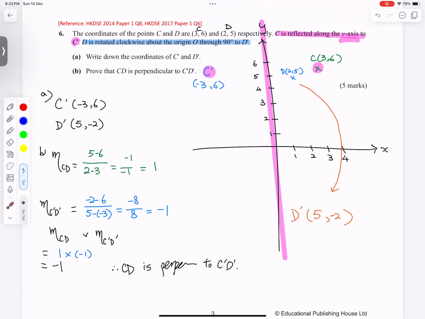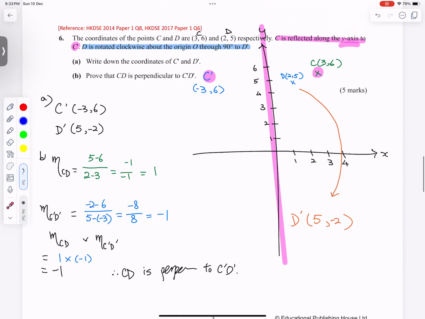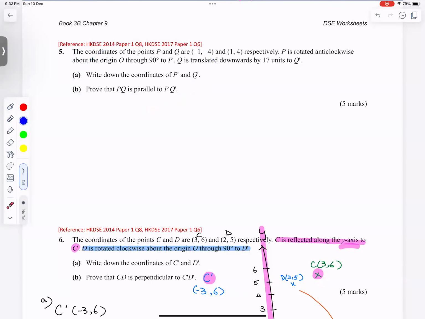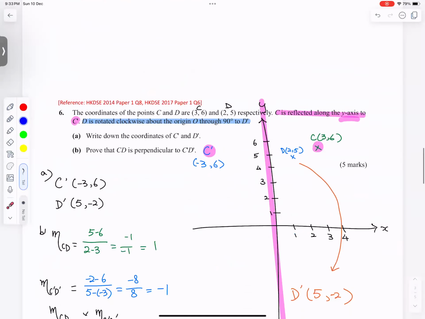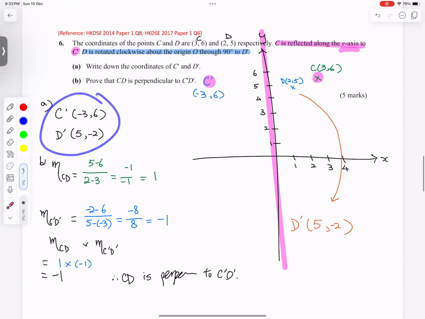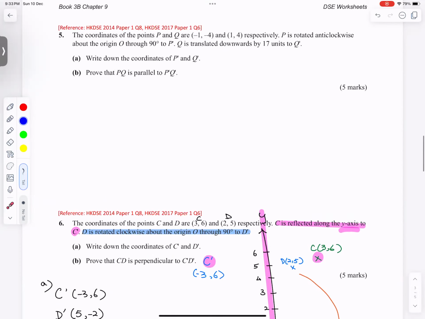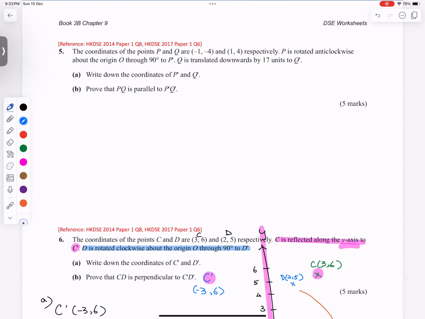If this is fine, very quickly do the previous question. Parallel means the slopes are the same. So again, you find the new coordinates. You find these two slopes. If they are totally the same, both of them, the final answers are totally the same, then we say they are parallel. So you find the new P and new Q first. See what you get for that?